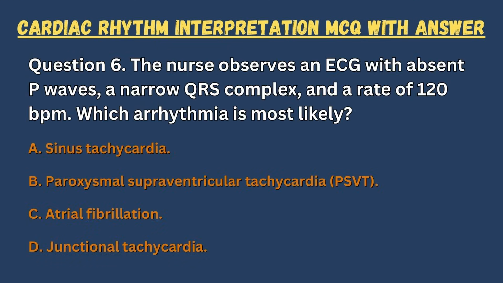Question 6. The nurse observes an ECG with absent P waves, a narrow QRS complex, and a rate of 120 BPM. Which arrhythmia is most likely? A. Sinus tachycardia. B. Paroxysmal supraventricular tachycardia, PSVT. C. Atrial fibrillation. D. Junctional tachycardia.